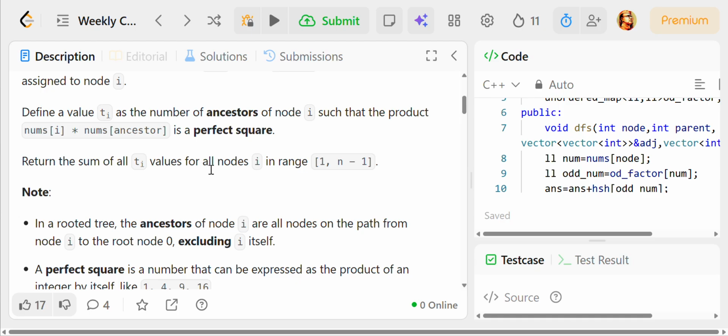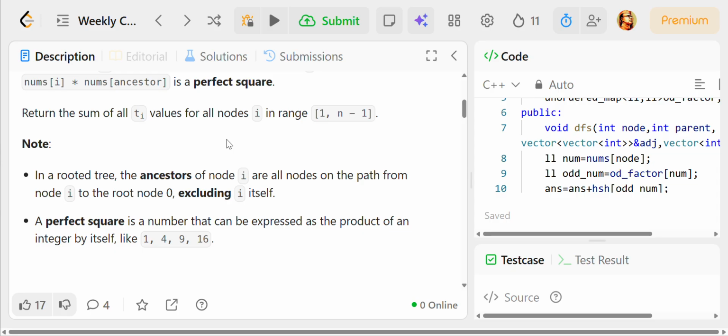So what we have to do is return the sum of all the ancestors from the current index. The current node will go from 0 to n, and for each node we have to check whether the value of the node multiplied by the value of its ancestor is a perfect square or not. If it is a perfect square, we add, and doing this for each node, checking the ancestors till the root, we give the final answer.